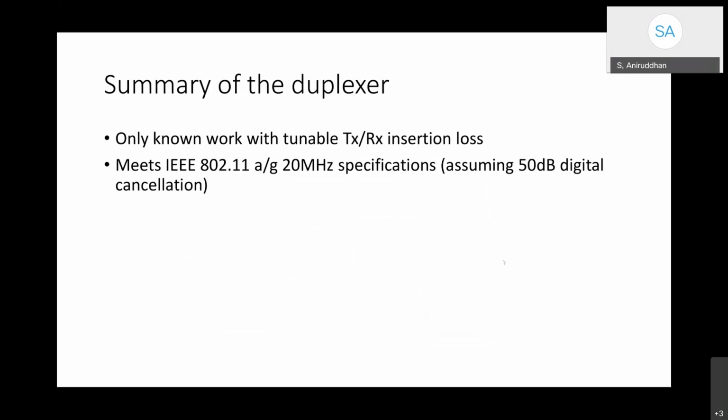So to summarize this technical portion of the talk, to our knowledge, this is the only known full duplex work with tunable TX-RX insertion loss. And the way we designed it, because we started working on this before the 5G standard was set, we show that it meets the 802.11a/g standard, which is the Wi-Fi standard for a 20 megahertz bandwidth. This, of course, assumes that you get an additional 50 dB cancellation on the digital side, which is pretty standard for most of these full duplex systems.